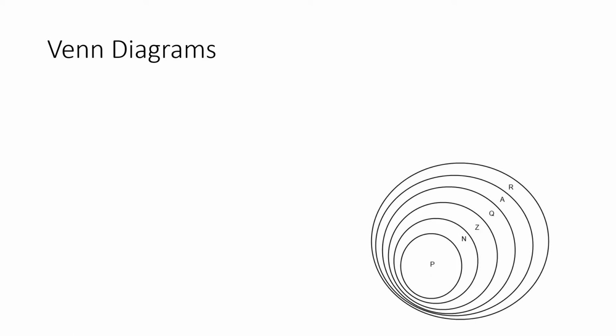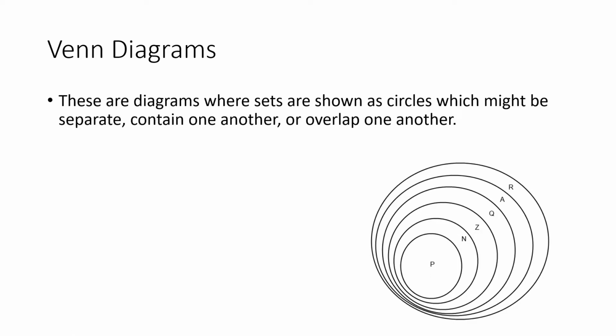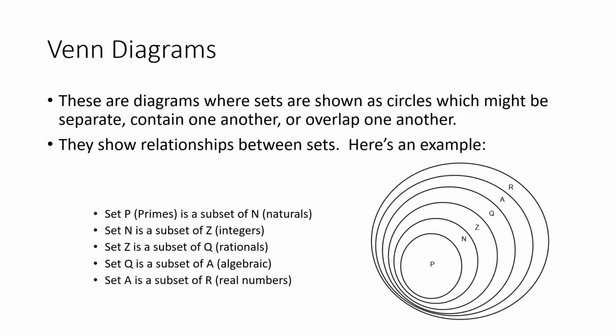So that leads us on to Venn diagrams. These are diagrams where sets are shown as circles, which might be separate, containing one another, or overlapping. Here's an example. This sort of onion skin here shows all the real numbers, which contains all the algebraic numbers, which contains all the rational. What's that? No, Q's. I forgot my sets here. But that definitely contains all the rational numbers, integers, and primes is the smallest set there. So different sets of numbers contain other sets. There we go.